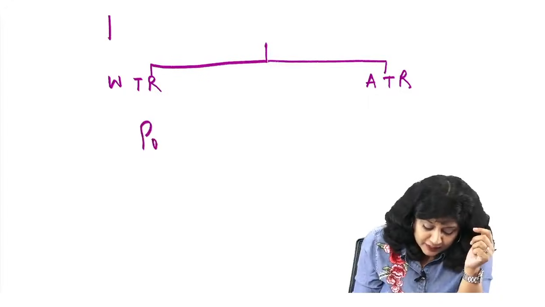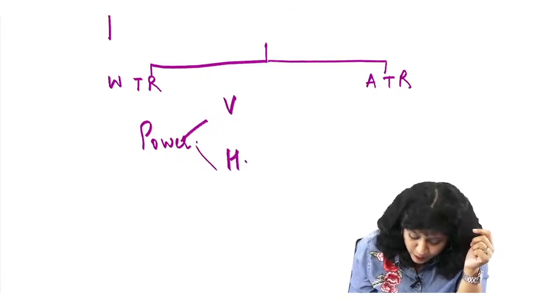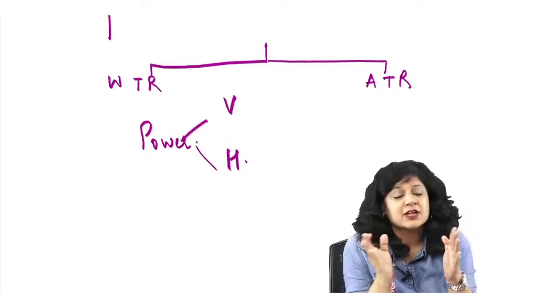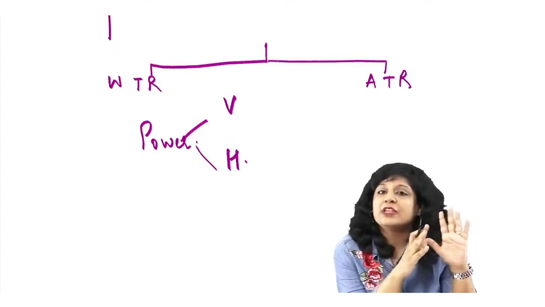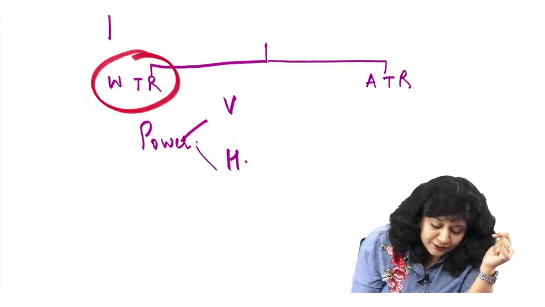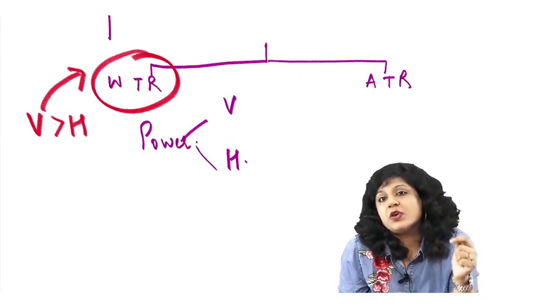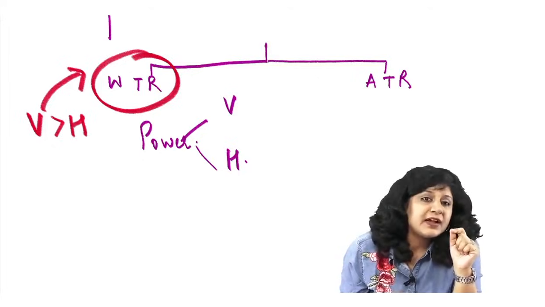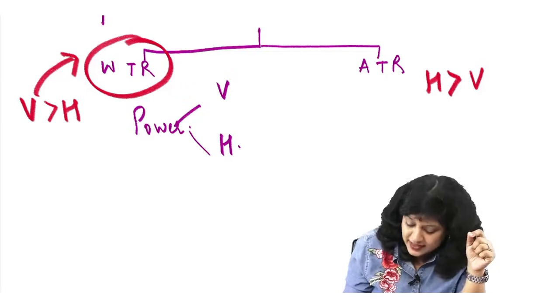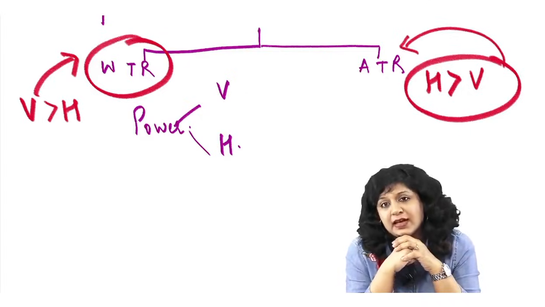So, power will be either more in the vertical meridian or more in the horizontal, because it could not be the same in astigmatism. That is the very basic. So, if it is not the same, one of the meridians will have more power. If I am having more power in the vertical, then it is called with the rule astigmatism. But if I am having more power in the horizontal meridian, then this is called against the rule astigmatism.